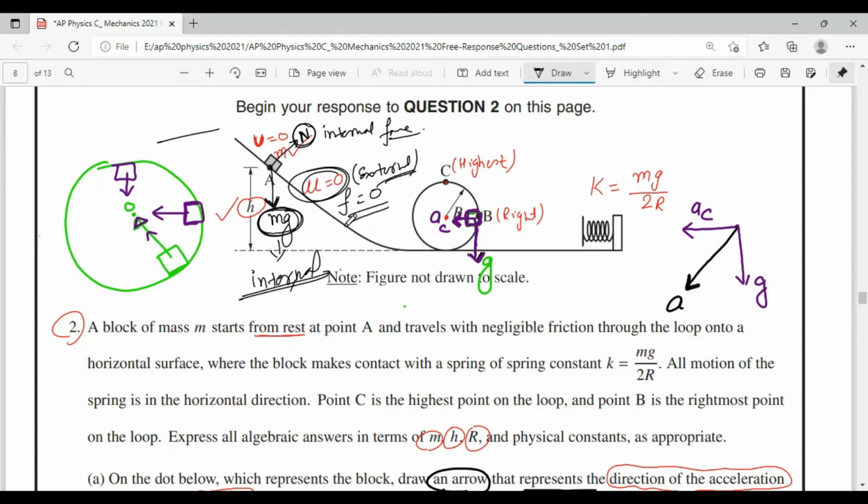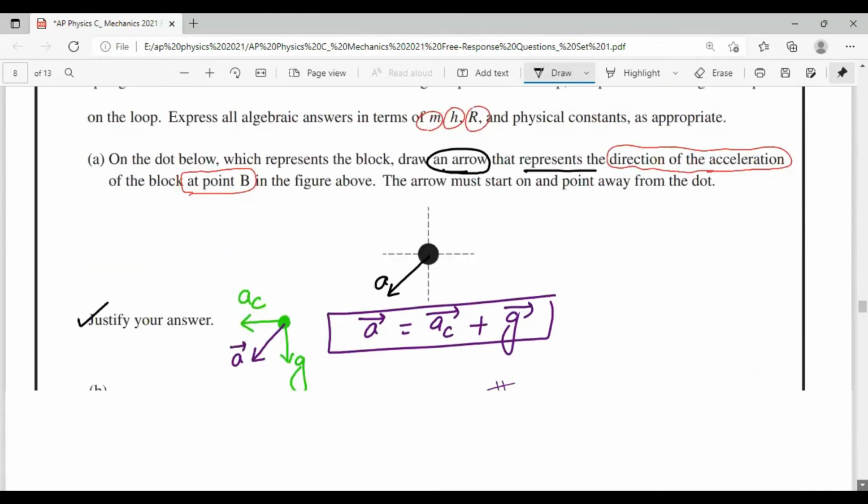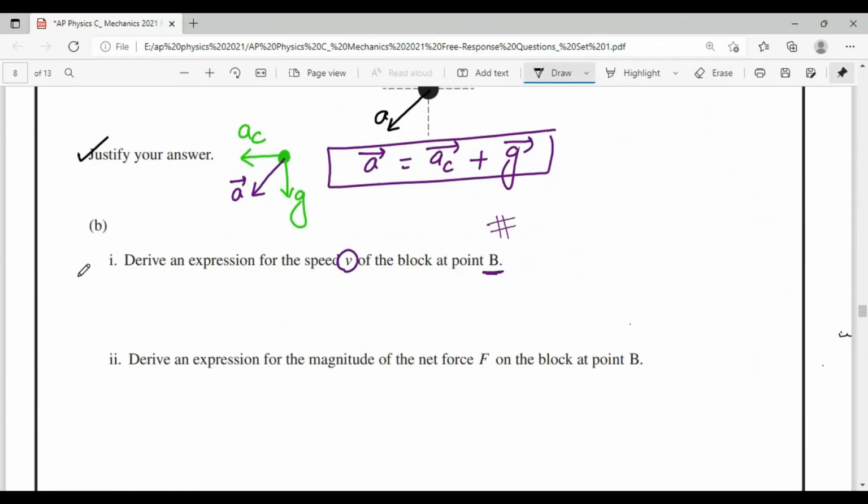So we can apply the concept of total mechanical energy, right? So how can we do this? The total mechanical energy at point A will be equal to the total mechanical energy at point B.